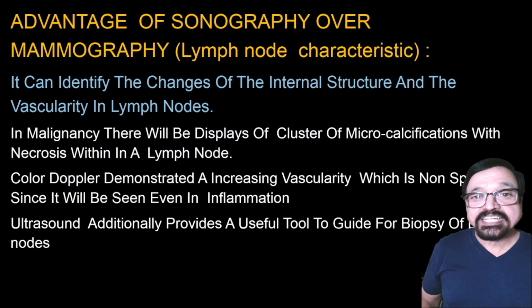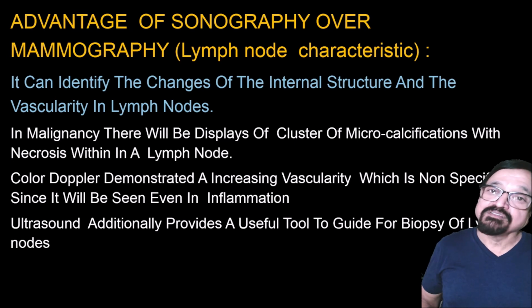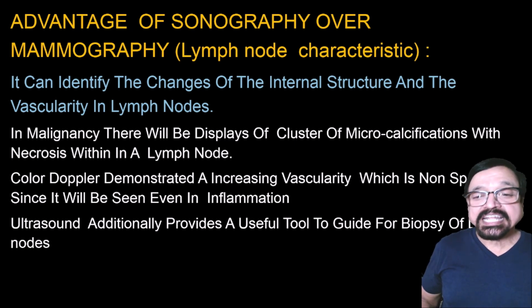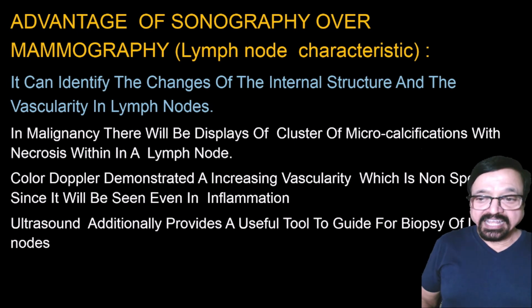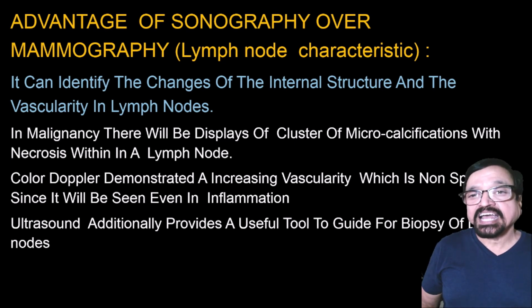Just now we saw what changes take place once the lymph node is involved by a benign process where it is arrested, or further changes when malignancy occurs. Already we have seen that slide. In malignancy there will be clusters of microcalcification with necrosis within a lymph node, and color Doppler demonstrates increased vascularity which is non-specific since it will be seen even in inflammation. Now all circumstantial evidence has to be taken into account. A single criterion will not be sufficient to differentiate benign from malignant.